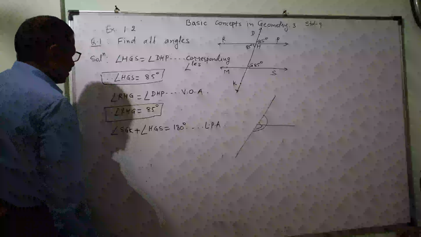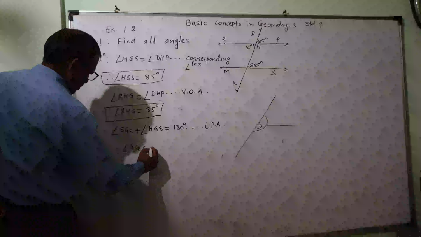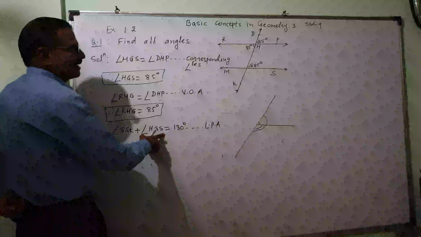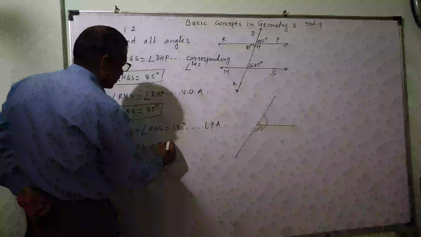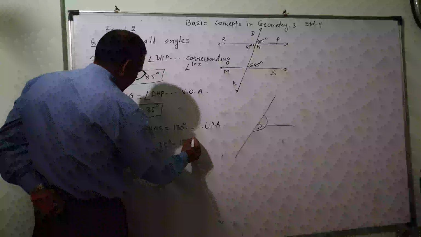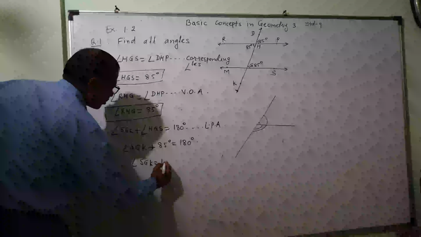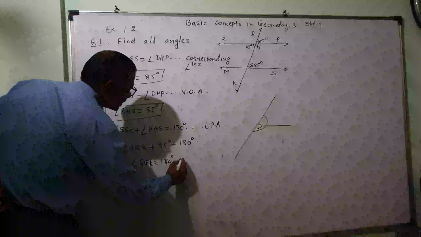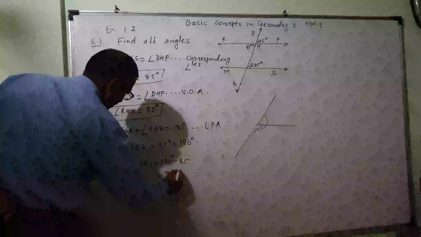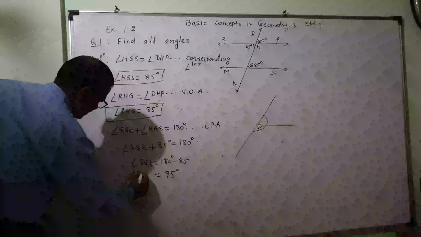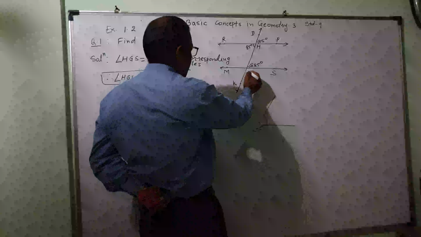Now, angle SGK plus angle HGS. HGS is how much? It is 85 degrees, is equal to 180 degrees. Therefore, angle SGK is equal to 180 degrees minus 85 degrees, so that is equal to 95 degrees. Therefore, angle SGK is equal to 95 degrees. Hope that you have understood this. So this is 95 degrees.